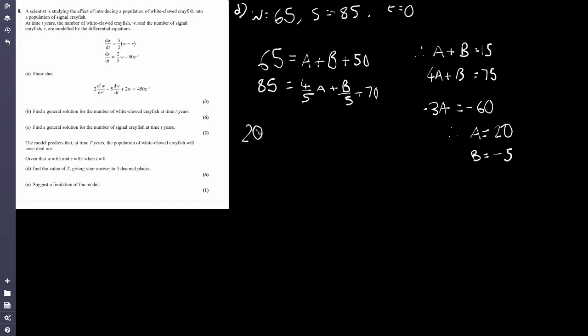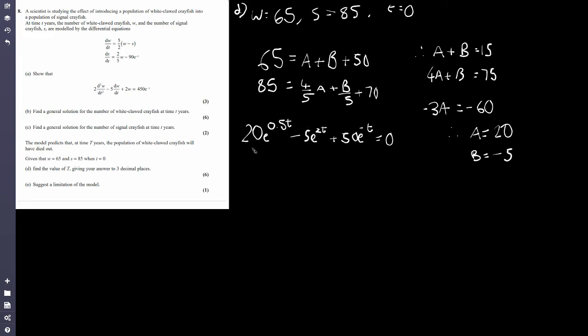So if I put all that in together now, that's going to be 20e to the half t, so 0.5t, minus 5e to the 2t, plus 50e to the minus t. And that's going to be equal to 0. So, how do I solve this now?